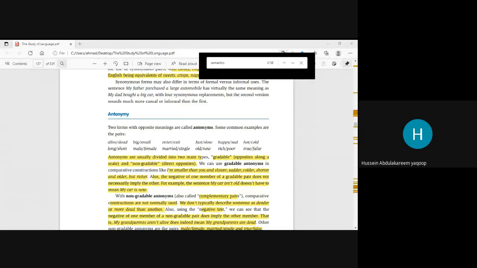Correct. Yes. A non-gradable is also called complementary pairs, which are words that are direct opposites. For example, the words alive or dead. We can say an adjective or adverb is non-gradable if it cannot be used in the comparative or superlative. Example, dead or alive. We can't say deader or deadest.